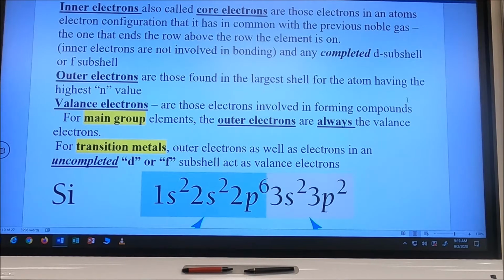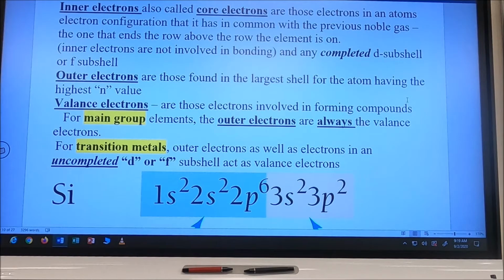An inner electron or a core electron is an electron in an atom's electron configuration that is common with the previous noble gas. Okay, the noble gases are the elements in the very last column on the periodic table. So it's the column headed by helium. So helium, neon, argon, krypton, xenon, radon, and whatever that bottom one is. Okay, so inner electrons are not involved in bonding.